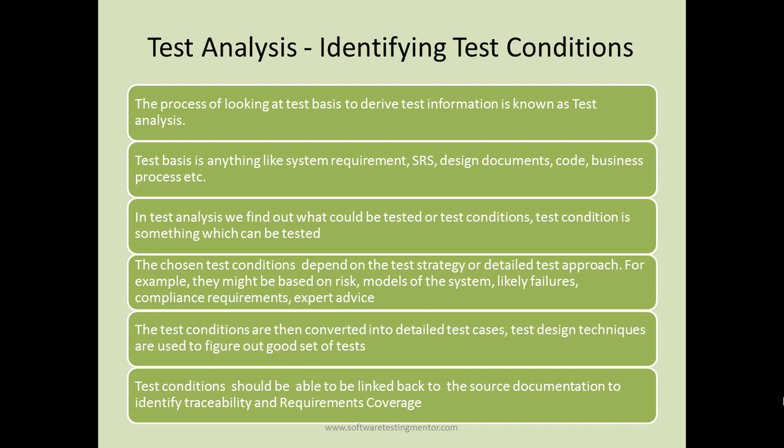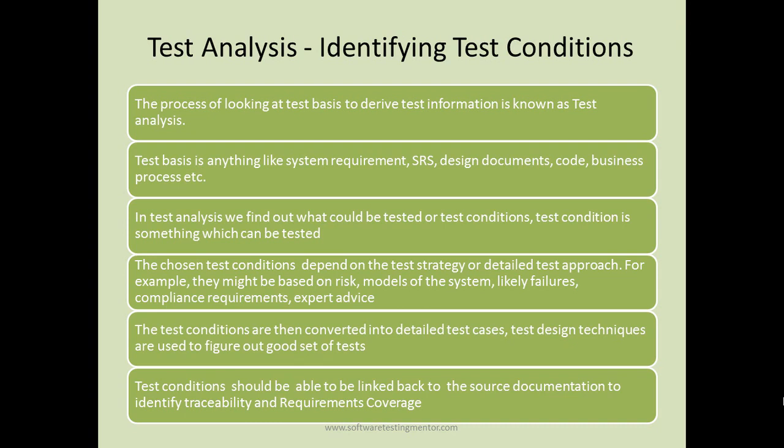So in test analysis, we find out what could be tested, or test conditions. A test condition is something which can be tested. We already discussed this. A test condition can be any transaction, or any feature like search functionality. So a test condition can be searching for an existing user on an e-commerce website, or searching for a non-existent user on a website. These are different test conditions. A valid transaction, where a valid payment gets processed. An invalid card, where the payment is declined. So these are different transactions which can be noted down as test conditions.